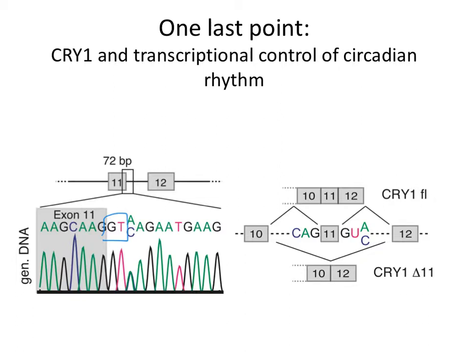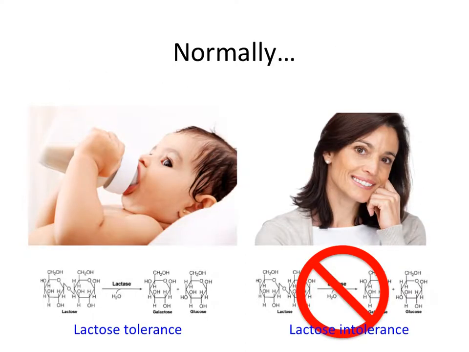Now, of course, this is not the only mutation or the only factor in, as was said earlier, whether or not you're a night owl or a morning person. But this is one way that a mutation can affect splicing that can affect our health, or at least our behavior. Alternative splicing is important. Okay.